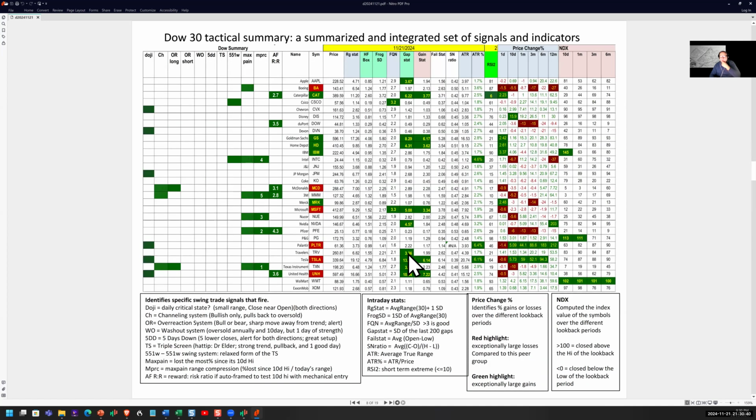Dow tactical summary: still a healthy number that are auto-framed better than 2-1. You had real strength in Walmart today, hitting a new 6-month high. That's what this means. It's broken out of the previous trading ranges of 10-day, 1 month, 3 month, and 6 month. It was a solid 1.8% today.